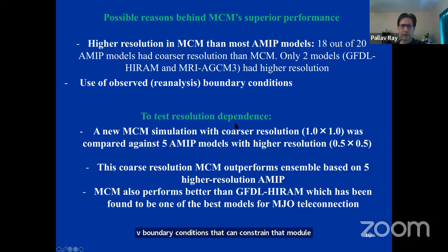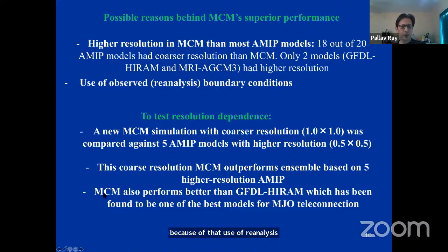To test the resolution dependence, we conducted a new simulation using MCM with much coarser resolution, 1 degree, and compared that simulation against the 5 highest resolution AMIP simulations, the average resolution of which is roughly 0.5 degree. Even this coarser resolution MCM outperforms the ensemble based on the 5 high resolution AMIP models. That tells me that resolution was probably not the dominant reason why MCM performed better, and possibly it's because of the use of reanalysis-based boundary conditions.